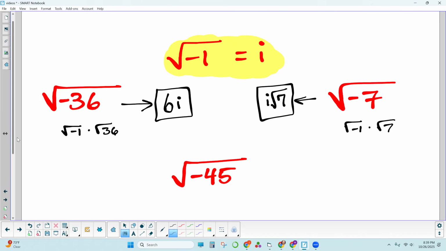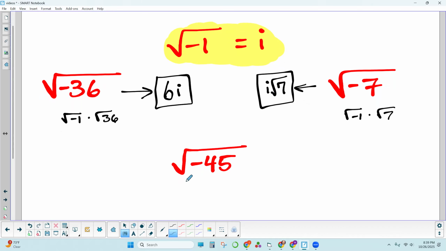And then down here, we get something like the square root of -45. That's the square root of -1 times the square root of 45. We should know that the square root of 45 can be simplified. The largest perfect square factor of 45 is 9, so 9 times 5. The square root of -1, we bring out the i. 9 is a perfect square, so we take the square root of that and bring out a 3. And then the 5 remains under the radical.